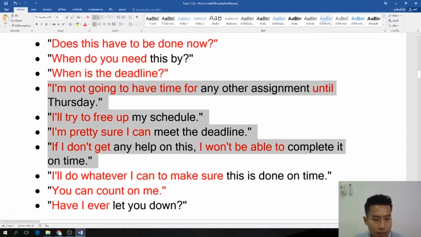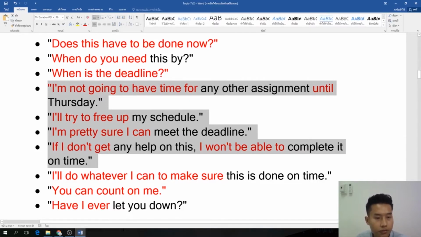So here, I'm not going to have time for any other assignment until Thursday. Like I don't have time to do other assignments until Thursday. It means after Thursday I'm free to do your assignment, but right now I'm not going to do it. I have no free time to do assignments, but I can do it after Thursday. It's like a Friday, right?